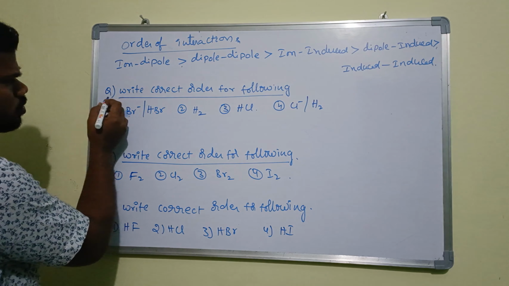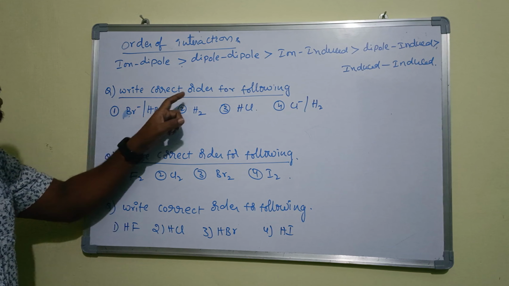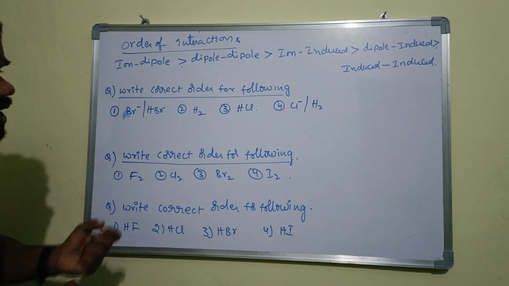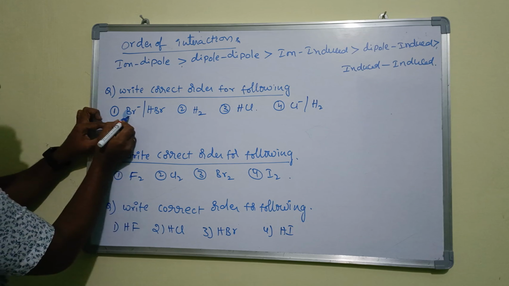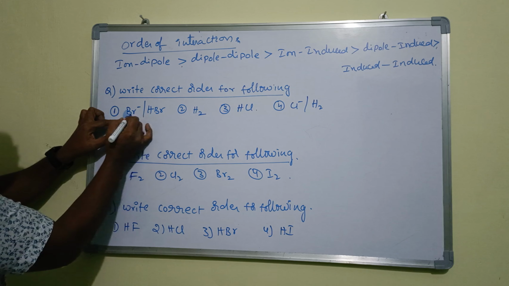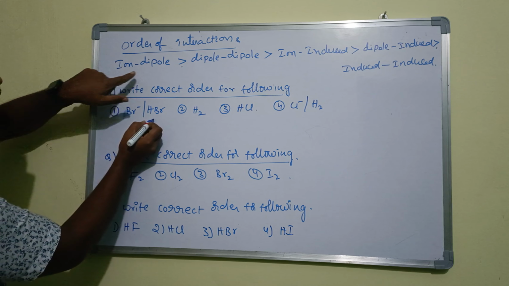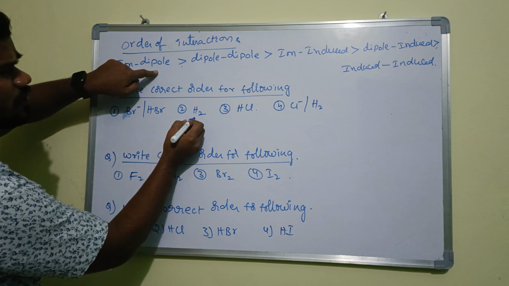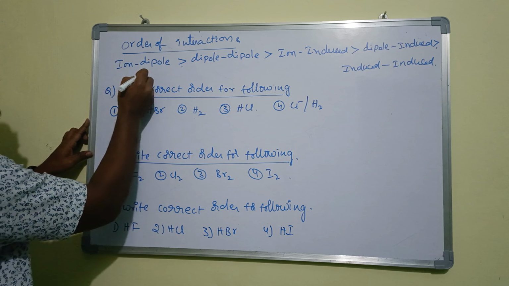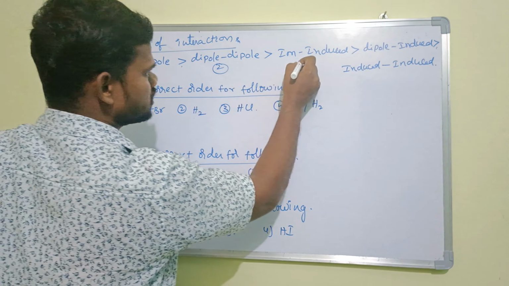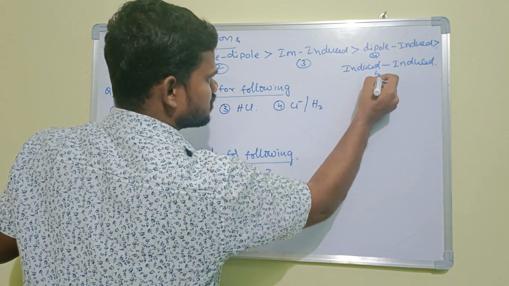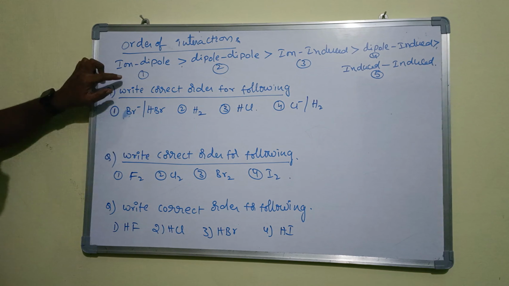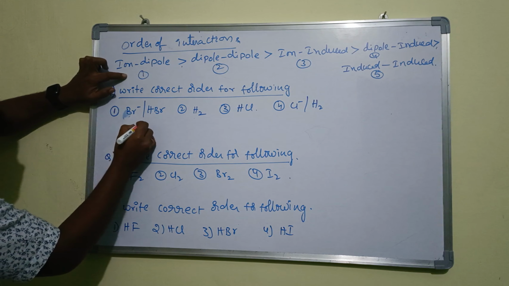Now first, question number 1. Write the correct order for the following. How can we compare this one? Between an ion and a dipole, that interaction is called ion-dipole interaction. Let us say this is 1, this is 2, this is 3, this is 4, and this is the 5th one. So here it is an ion and HBr. What type of interaction is there? Ion-dipole, that is the first interaction.